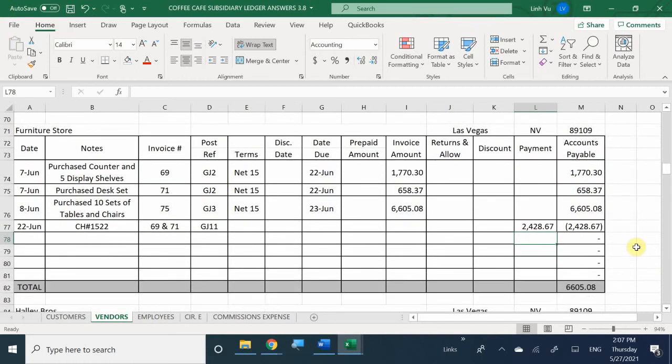Okay, mine's still $6,605.08. Yes, because we still have one more bill left for that exact amount, the $6,605.08 for our bistro tables and chairs. I think we're all done with this one. We're missing something.